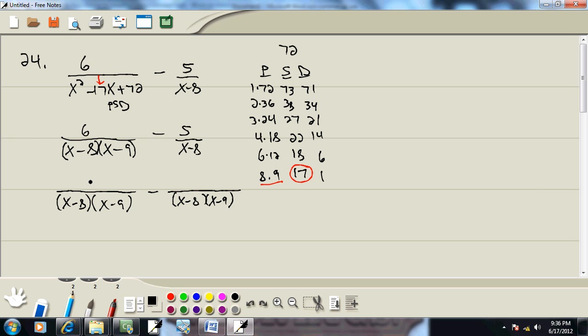Now I want to rewrite each fraction with that new one. This one already has it, so I'm fine there. On this one, it had an x minus 8 down here, which is still down there, but we put an x minus 9 right beside it. So we had to put an x minus 9 right beside the 5. Whatever you multiply by the bottom, you multiply by the top. So then 5 times x is 5x. 5 times negative 9 gives us negative 45.